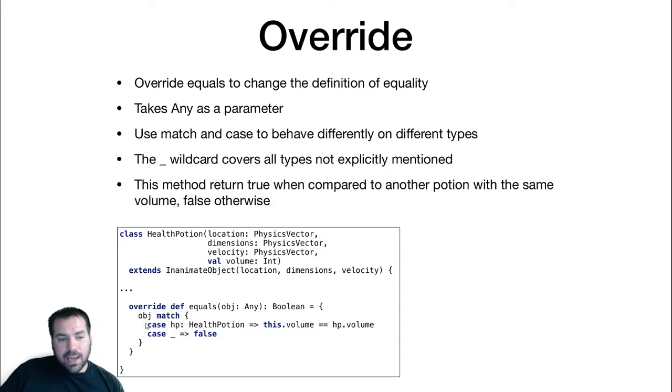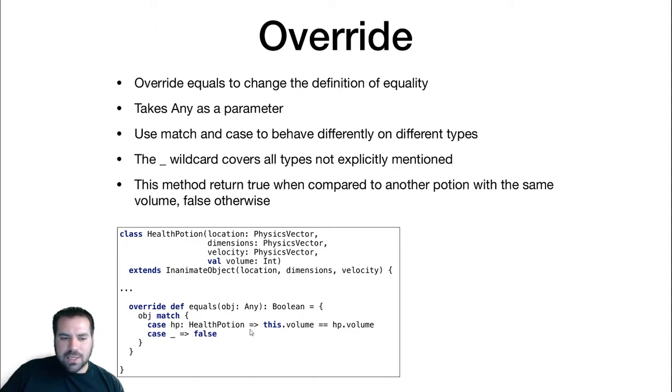So this object, I want to check its type first. I'm going to use a match case statement for that. And I'm going to give a case for each type that it can be compared with. In this case, health potions can only be compared to other health potions. If it's a type health potion, I'm going to store it in a variable named HP.